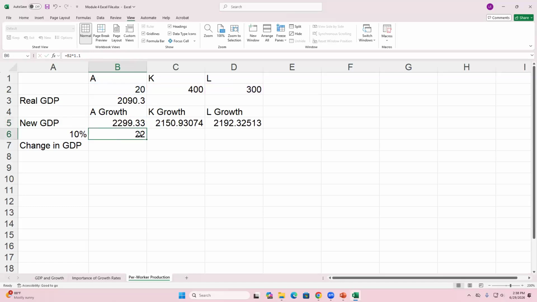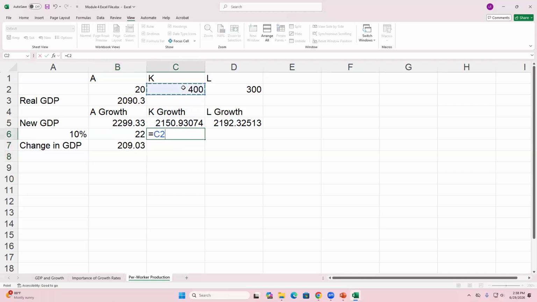I'll then think about, okay, what was the change in my GDP? Well, here was my new GDP. Here was my old GDP, right? So I can figure out this change in total factor productivity, a 10% increase, caused my production to go up by about 209. Now, let's think about that same 10% increase, but if it was in capital.